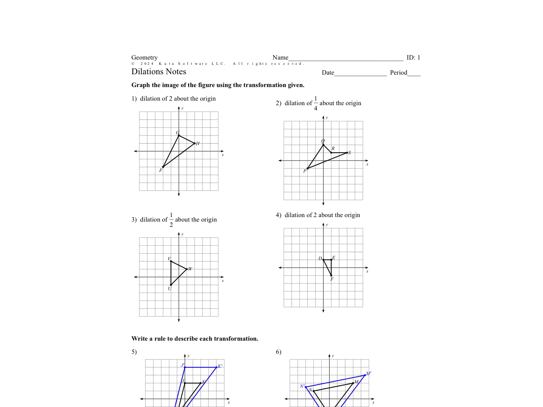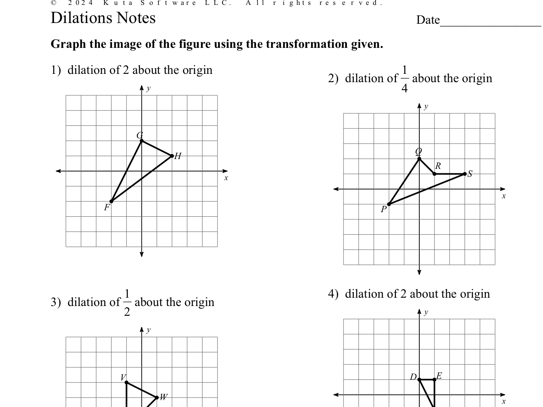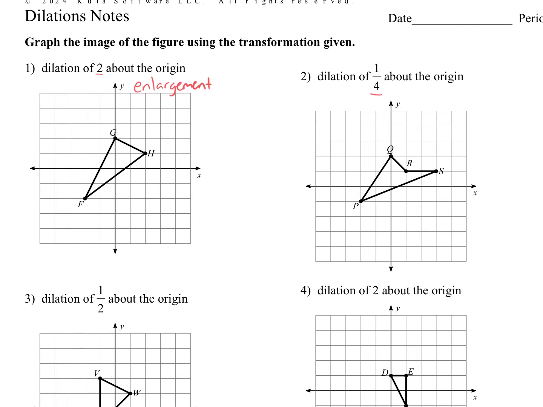All right, so on number 1, the scale factor they gave us is 2. Well, is 2 greater than or less than 1? Greater than, so that means it's an enlargement. Number 2, we have 1/4. So is that an enlargement or a reduction? Reduction. 1/2, number 3. Reduction. And number 4, enlargement. Okay.